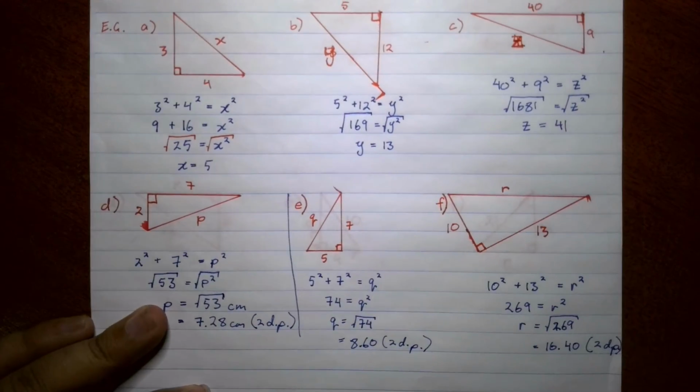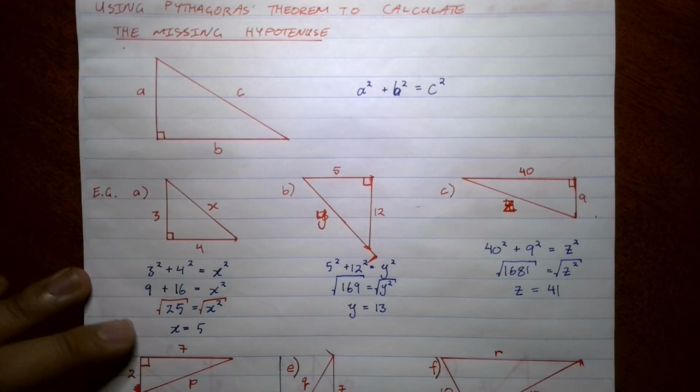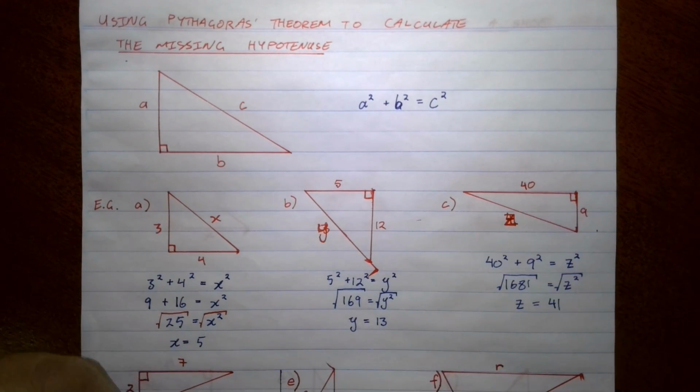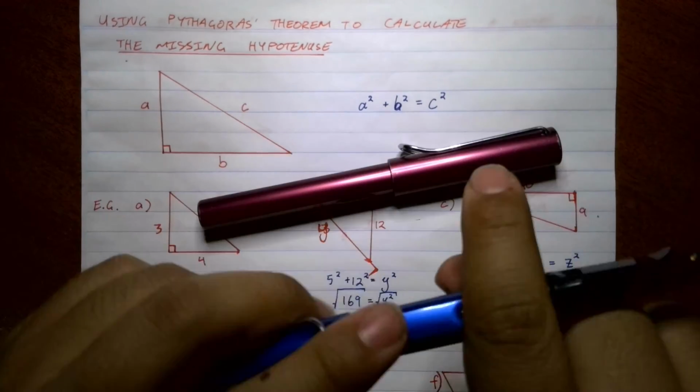Okay, hopefully I gave you an insight into using Pythagoras' theorem to calculate the missing hypotenuse.